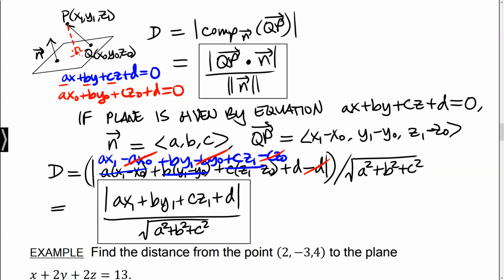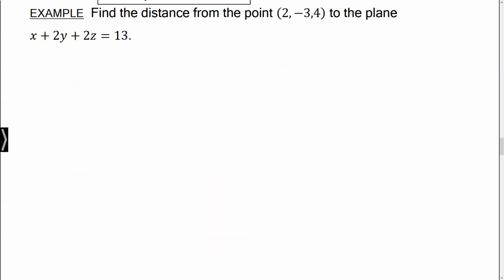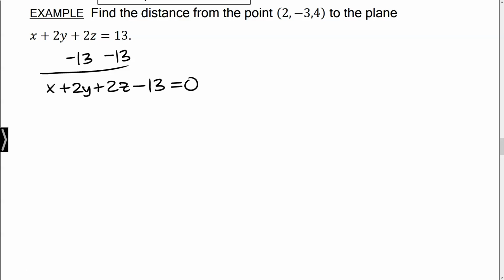Okay, so let's look at an example. We're going to find the distance from the point (2, negative 3, 4) to the plane x plus 2y plus 2z equals 13. Again, probably the most important thing not to forget here that people forget: subtract 13. So it's x plus 2y plus 2z minus 13 is equal to 0. Super important that you don't forget that. Okay, now we just plug in.